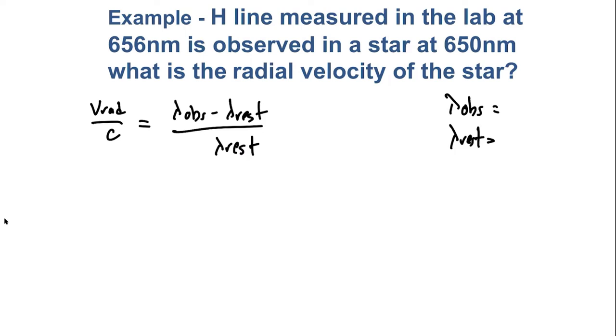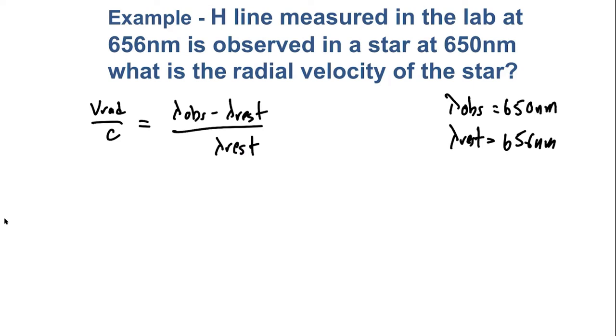Lambda rest in this case has to be the rest wavelength of the hydrogen line. That wavelength at which we would expect it to be if the object were not moving. And that's 656 nanometers. Lambda obs is the wavelength that we see in the star that we're trying to measure the radial velocity of, and that would be 650 nanometers.